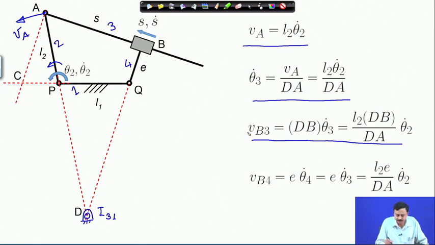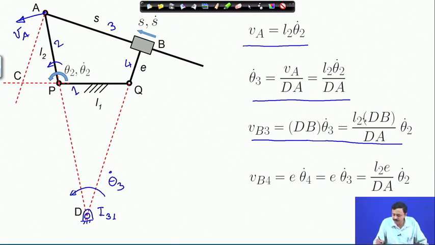Using the angular speed of link 3, I can relate velocity of B3. So, what I have done here? I have multiplied by theta 3 dot. You can consider that this is the angular speed of link 3, which is this whole triangle ADB3. Therefore, velocity of B3 is dB, this radial distance dB, times theta 3 dot.